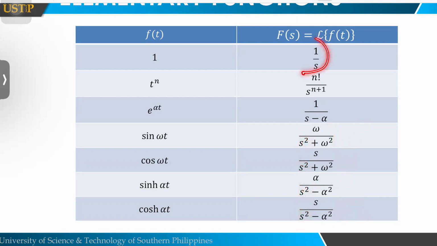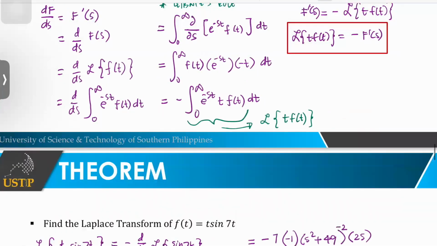The first one has only s, and the second also has only s but with an exponent greater than 1. The closest one is this, the exponential function, 1 over s minus alpha. That is closest to the one given to us, 1 over s plus 4.